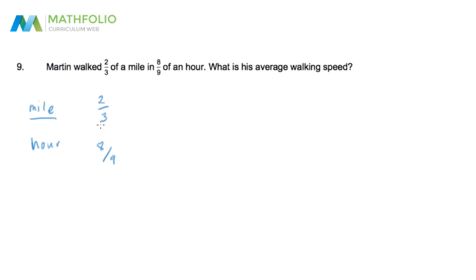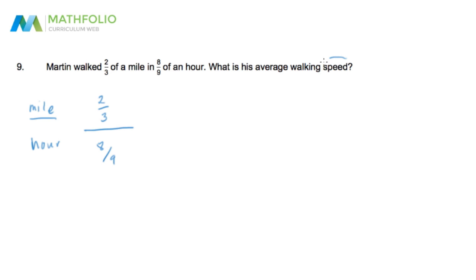Okay, so this is like a ratio. A ratio is a comparison of two amounts. So 2/3 of a mile gives us 8/9 of an hour, or really 8/9 of an hour allows this person, Martin, to walk 2/3 of a mile. So even though we got fraction over fraction, that's okay for now. And it says, what is his average walking speed?